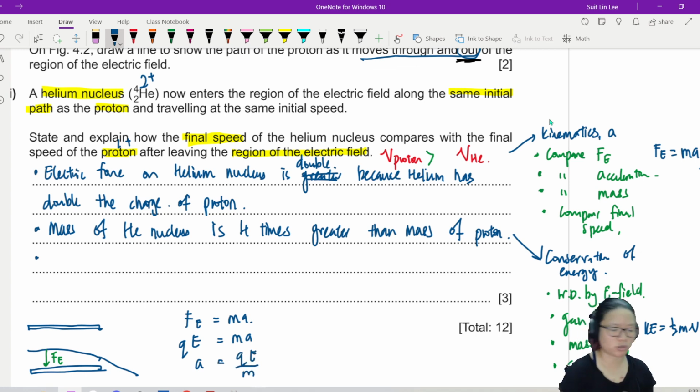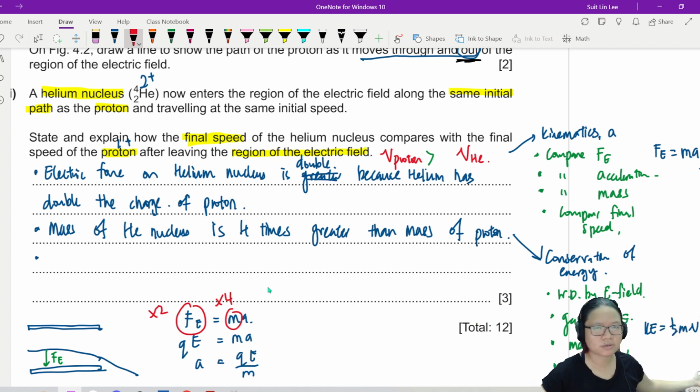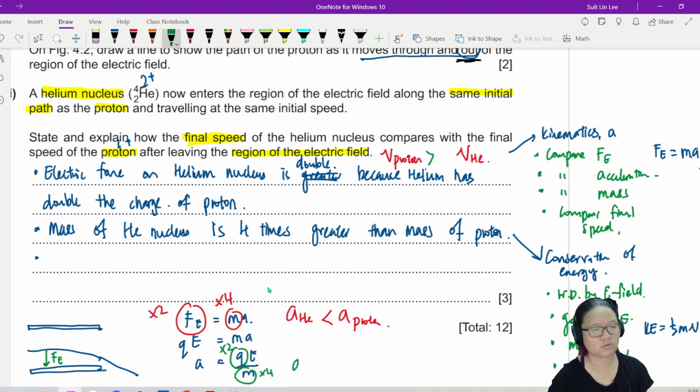Why do I care about acceleration? Because I care about final speed. Greater acceleration, greater final speed. Okay, so that means for helium, although the force is double, the mass is 4 times, so the acceleration for helium is less. I have 2 times the force, but 4 times the mass. Make sense? So you can already see that the acceleration of helium will be less than the acceleration for proton. Or you can use this equation. Q times 2, but m times 4. That's why the acceleration of helium is less than the acceleration of proton.